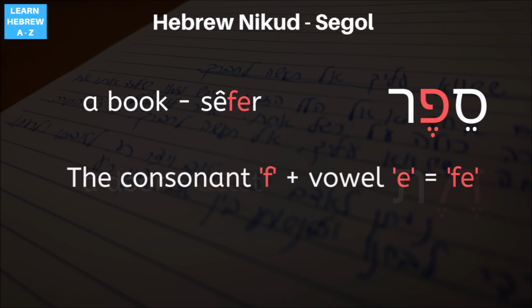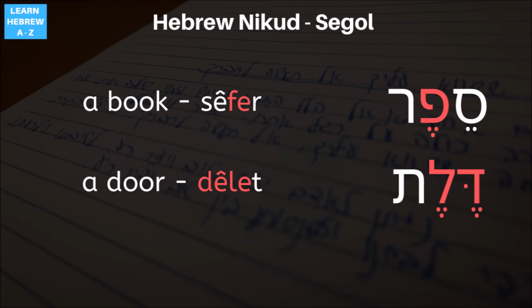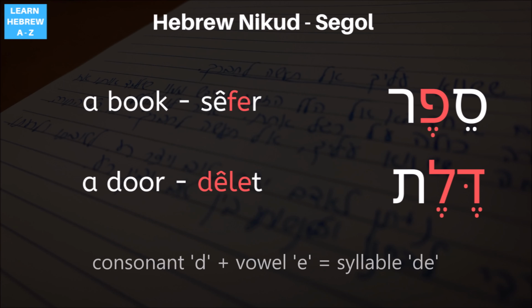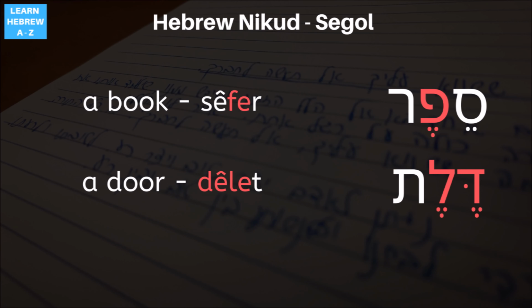Another example is the word Delet. Delet. The first and second letters are decorated with Segol. We pronounce it Delet. Let's break it down again. The first letter Dalet represents the consonant D, like English D without any vowel after it. We then add the Hebrew vowel Segol, which in turn adds the sound of E. We create the syllable De.